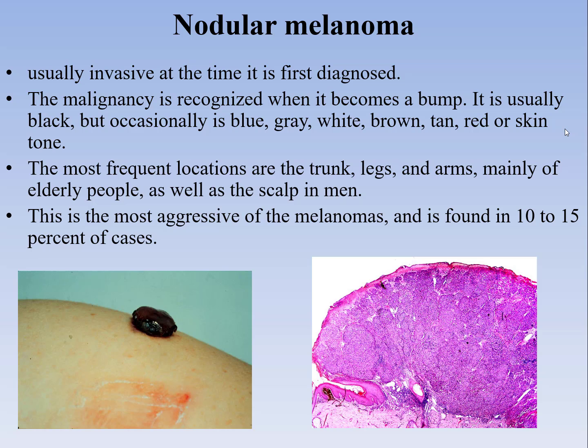Nodular melanoma is usually invasive at the time it is first diagnosed. The malignancy is recognized when it becomes a bump. It is usually black, but occasionally is blue, gray, white, brown, tan, red, or skin tone. The most frequent locations are the trunk, legs, and arms, mainly of elderly people, as well as the scalp in a man. This is the most aggressive of the melanomas and is found in 10 to 15% of cases.